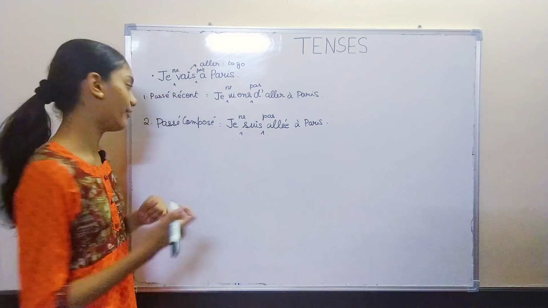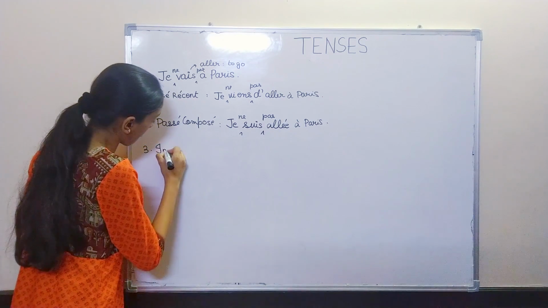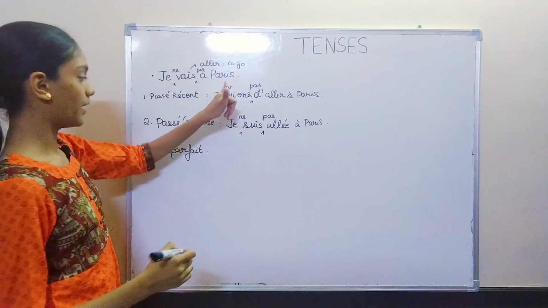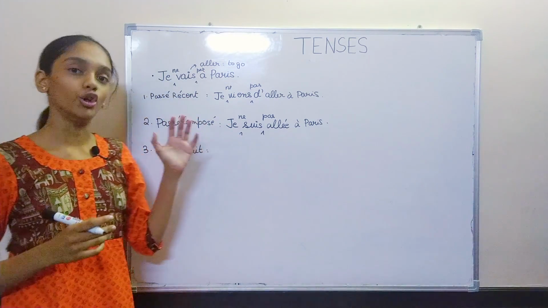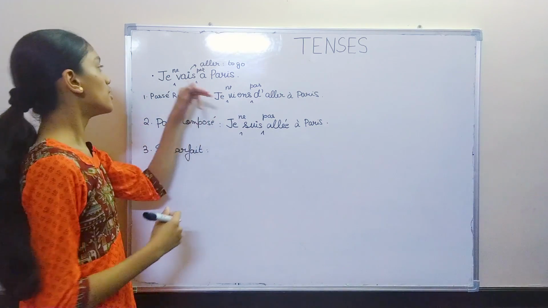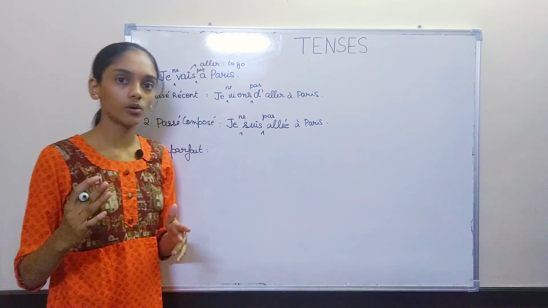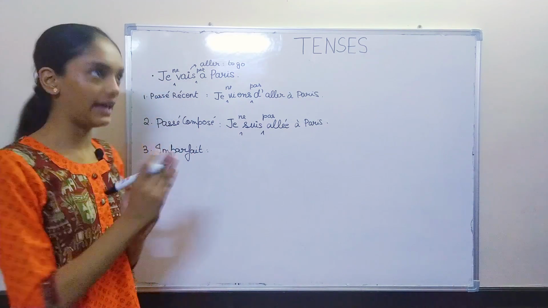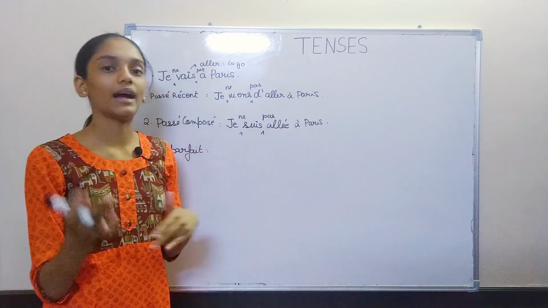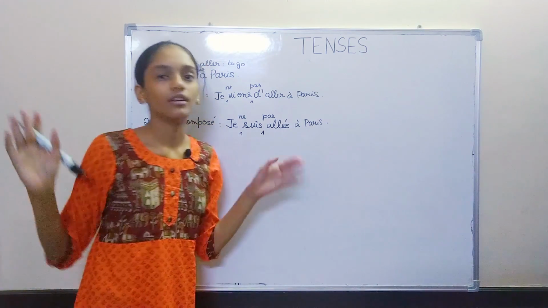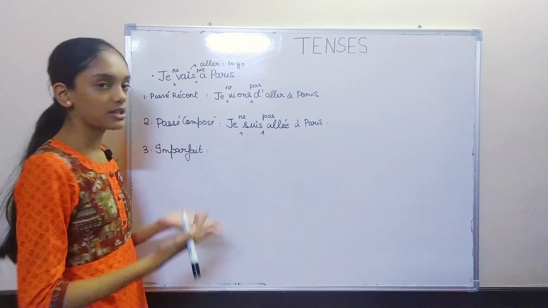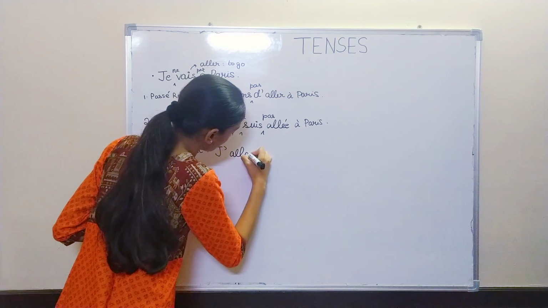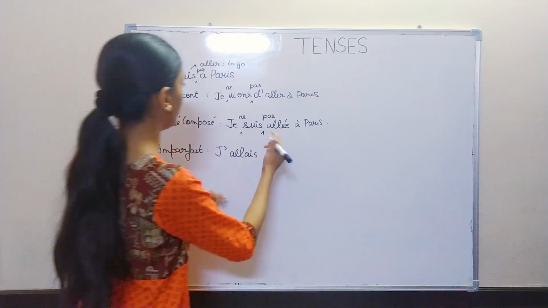Next tense is imparfait. Now, in imparfait, what do we do? We use the nous form of the verb and remove ONS. So, for aller, the nous form is allons, nous allons. So, if you remove the ONS, we are left with ALL. And in that, we add AIS, AIT, all that we discussed in the last slide. So, the subject here is je, so we will add AIS. So, it becomes j'allais à Paris.